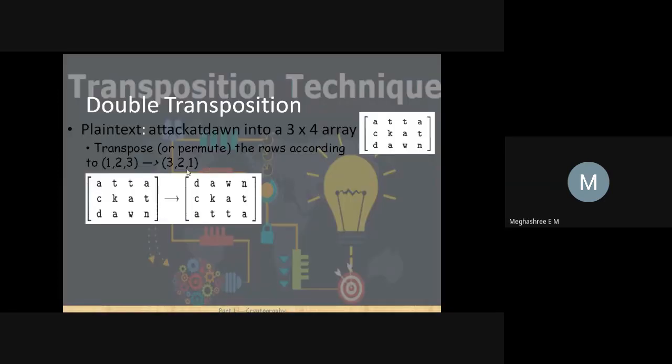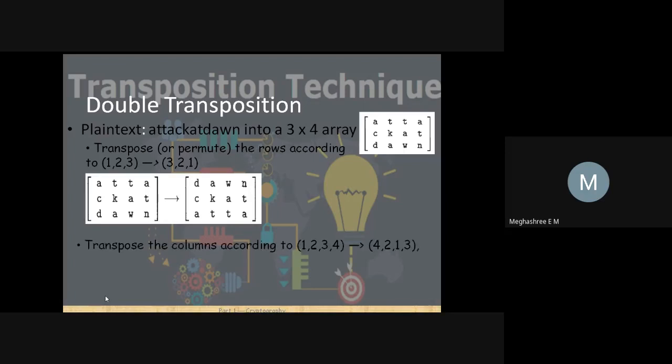Okay, next 2. So the second row is written as it is, and then comes the first row, that is ATTA, written here. So this complete plain text is converted into matrix form, and then we applied row transposition according to the specified permutation. Once we're done with the row transposition, what is the next step?